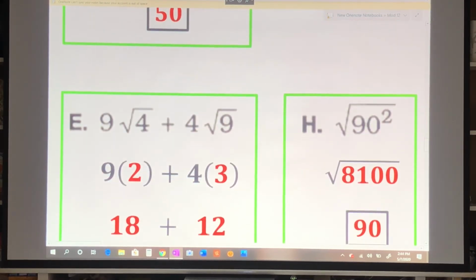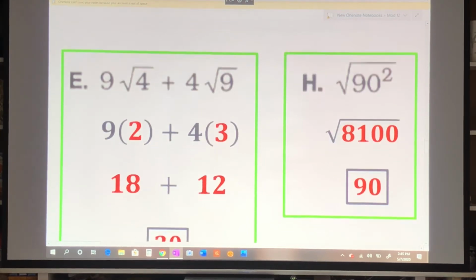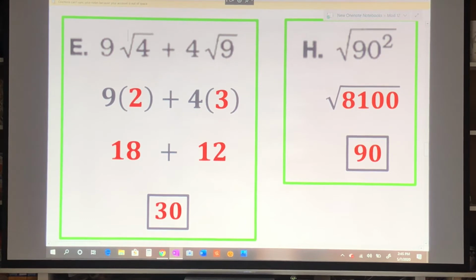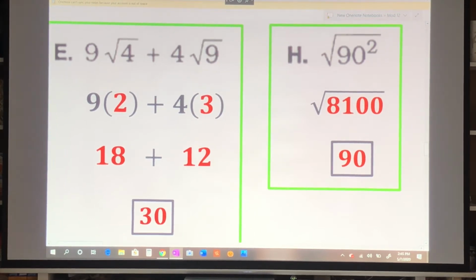Okay, on this one, the square root of 4 is 2, the square root of 9 is 3, 9 times 2 is 18, 4 times 3 is 12, 18 plus 12 should be 30. On this one, same thing here. You could square 90 and then take the square root of it, or just go, if I'm squaring it and taking the square root of it, you're going to end up with 90 either way.